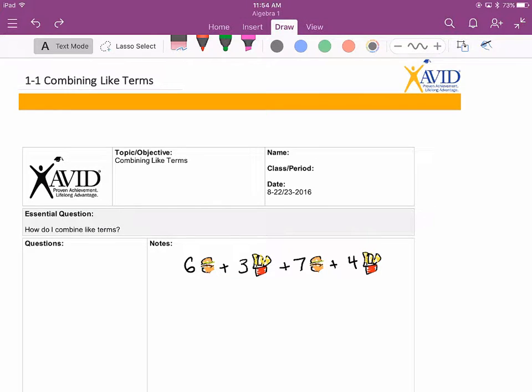Today we're going to talk about the first lesson of Unit 1, Section 1. And as you can see at the top, we're talking about combining like terms. The essential question, I'm going to highlight it here. Essential question is, how do I combine like terms?